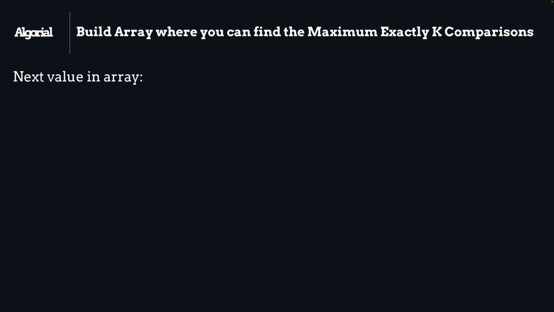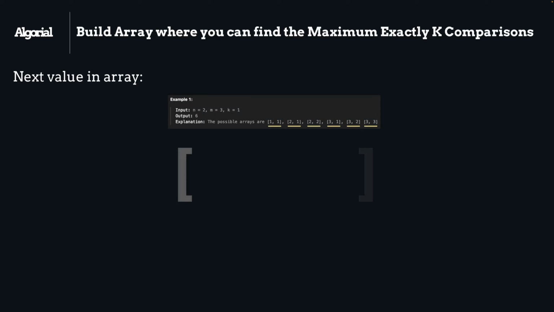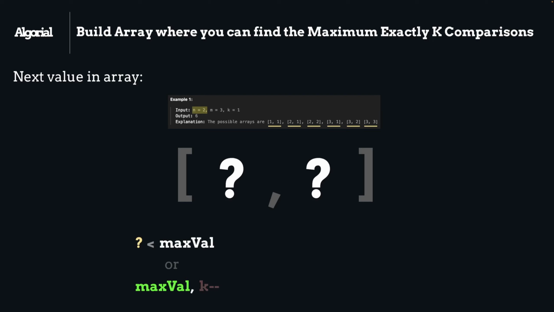Now let's talk about how to choose numbers. Let's consider one of those 6 possible results out of our first example. At the beginning, both of those numbers are a mystery to us, but we actually have 2 choices to make, as we discussed previously. Either we choose something that is less than the max value so far, or we choose the max value and decrement k once. That seems to be a good choice in this case, where we're starting to build our array, because we just don't have any max value yet.